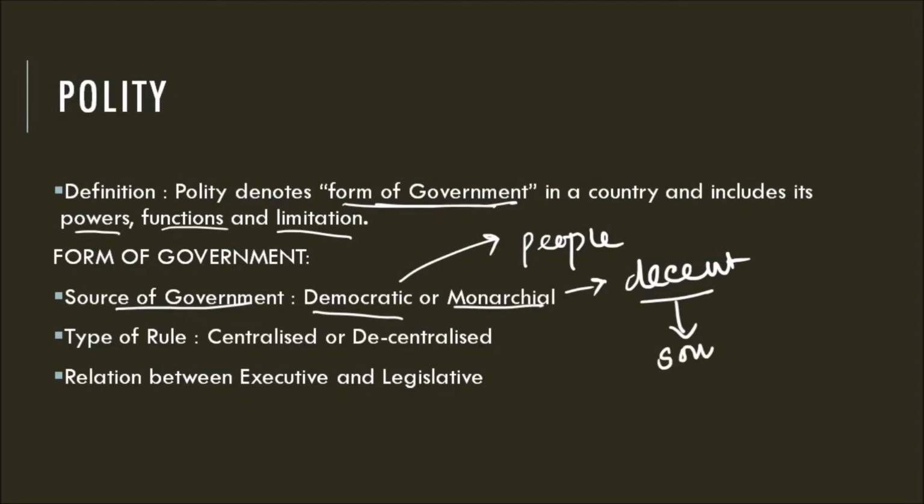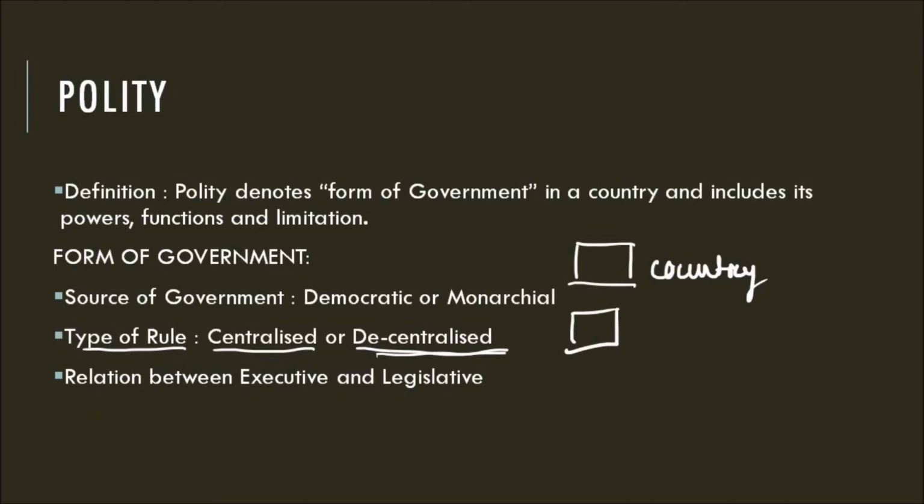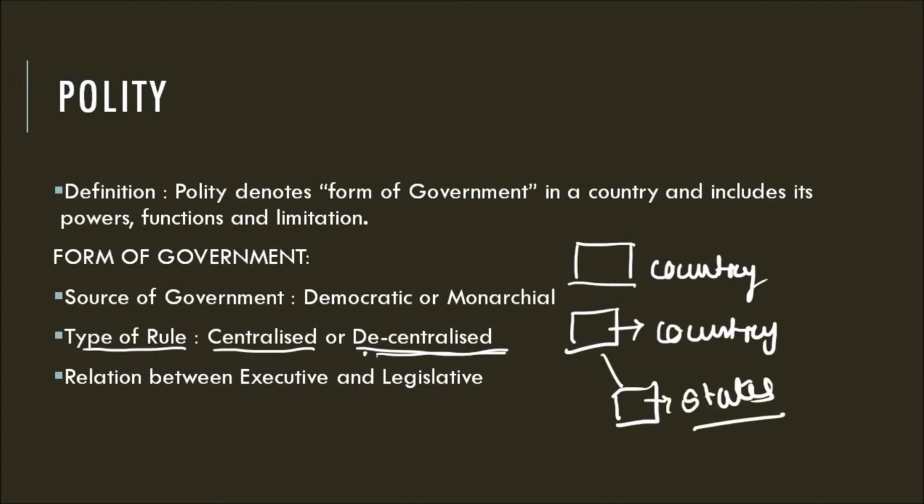The form of government also defines the type of rule, whether the rule is centralized or decentralized. In case of centralized type of ruling, there is a single government who controls the entire country. On the other hand, in case of decentralized government, like in India, we have a central government which controls the country and we have respective state governments who control the states. Clear? So in India, we have a democratic source of government and a decentralized ruling of government.